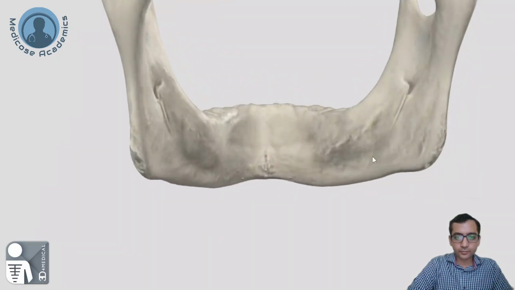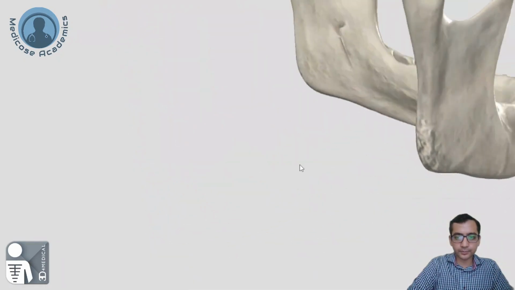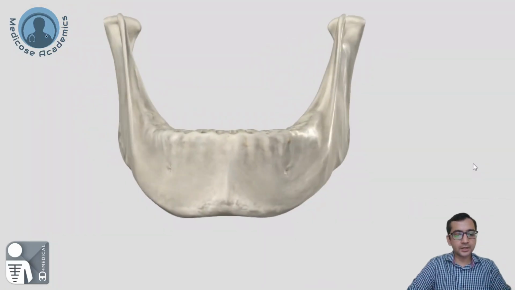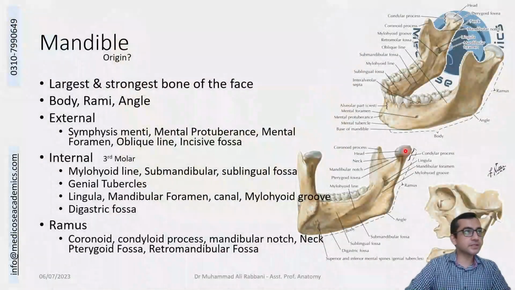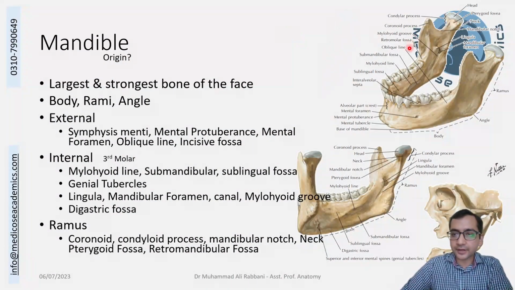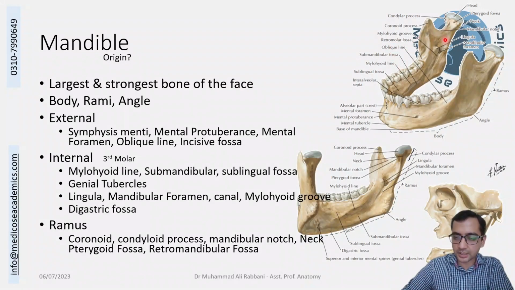So let's move back to the presentation. Let's get a checklist to see if you have read or seen all of them. It is the largest and the strongest bone. It has ramus, body and angle. External surfaces, you will be able to see symphysis menti, mental protuberance, mental foramen, oblique line, and incisive fossae.